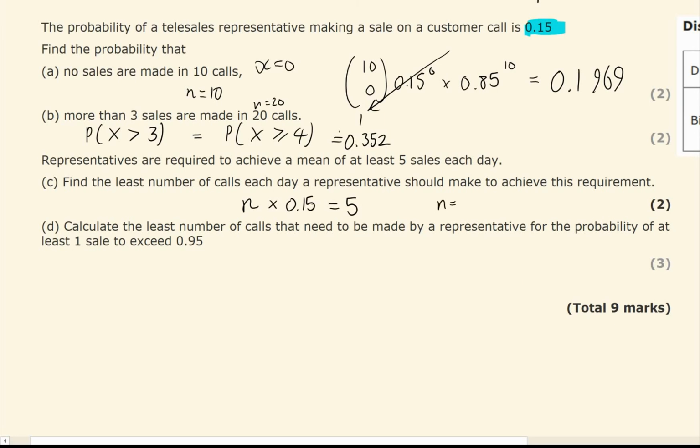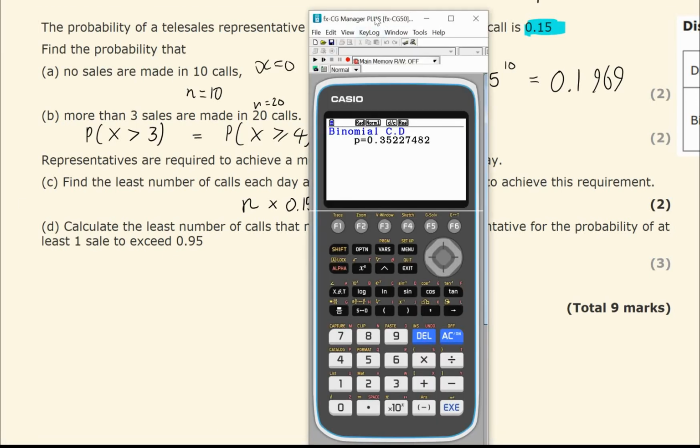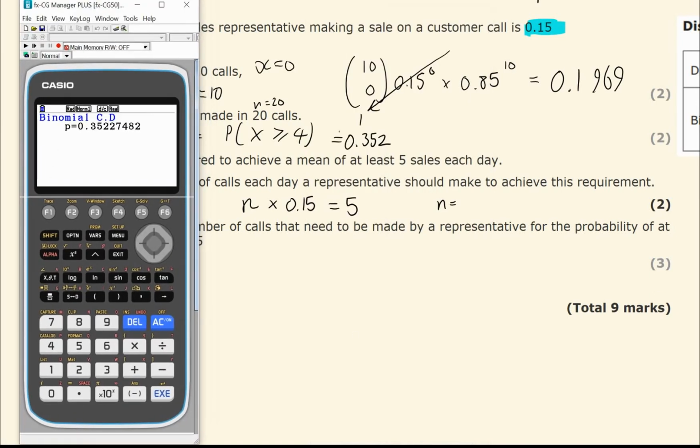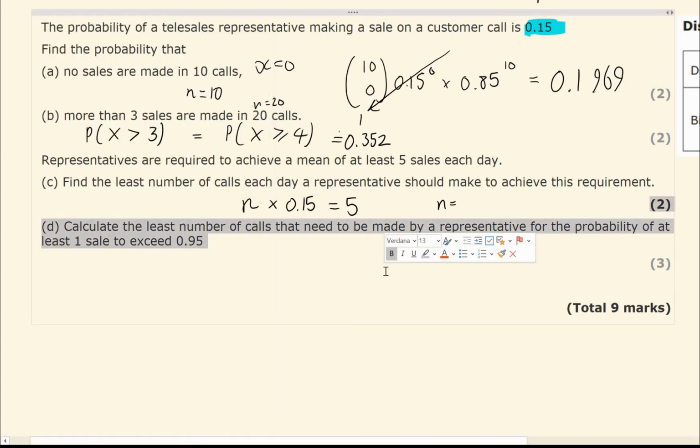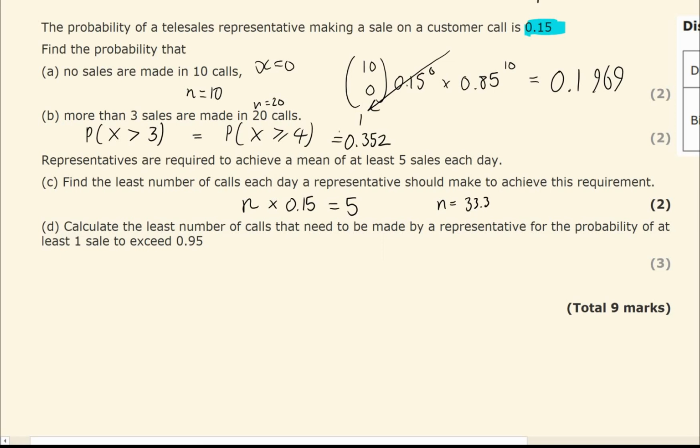To do that, the opposite of timesing by is dividing. So what we need to do is get our calculator. Again, either one will be fine, it's just once we're in math mode. And we are just going to do 5 divided by 0.15. That gives me 33.3. However, we cannot have half a sale or a third of a sale in this case, so it makes sense that we're going to round up. So I'm going to say she needs to make, or he needs to make, at least 34 calls in order to get those 5 sales.